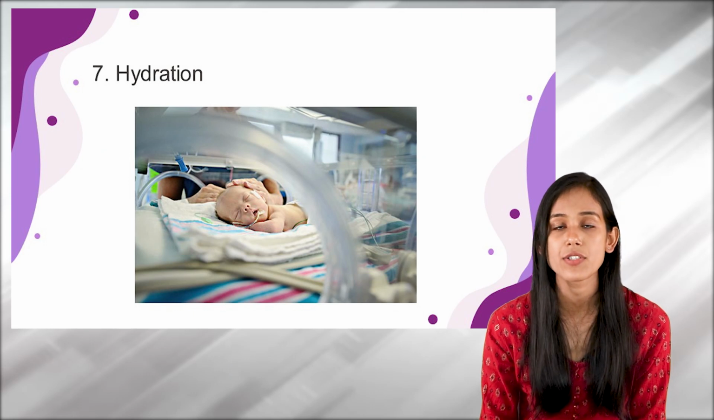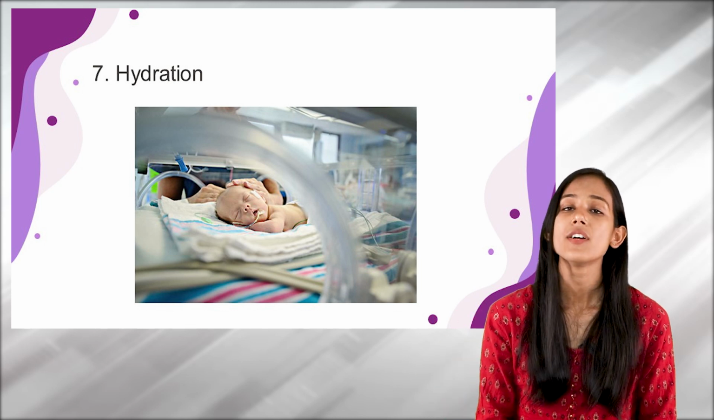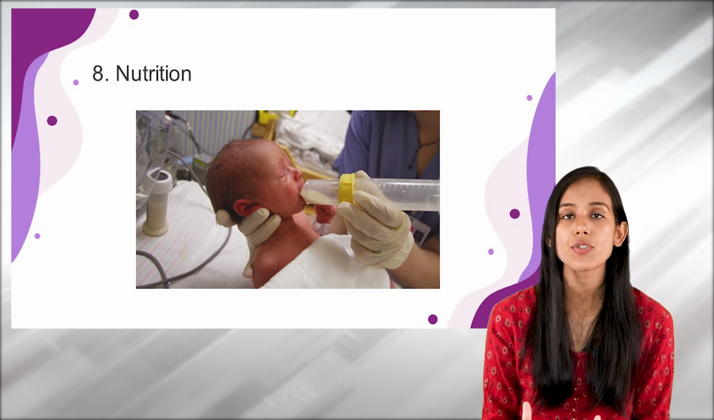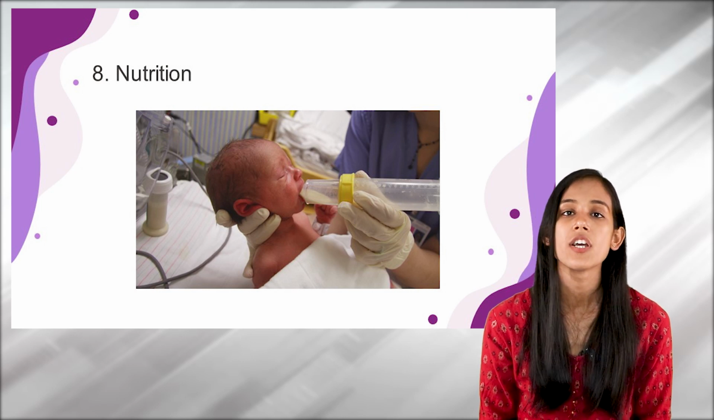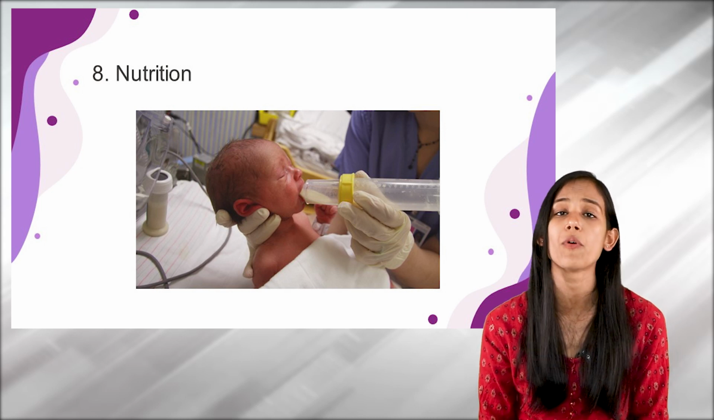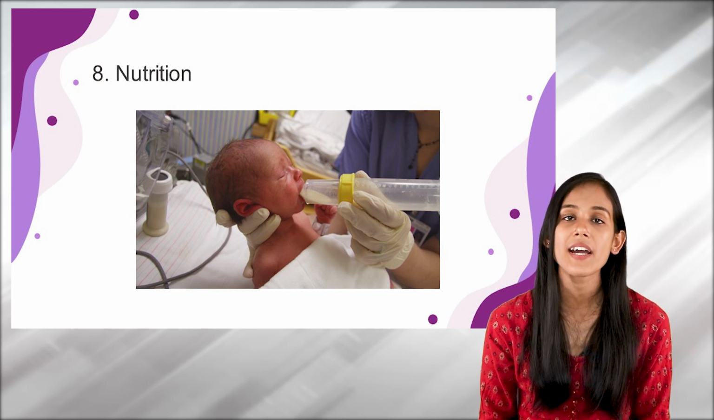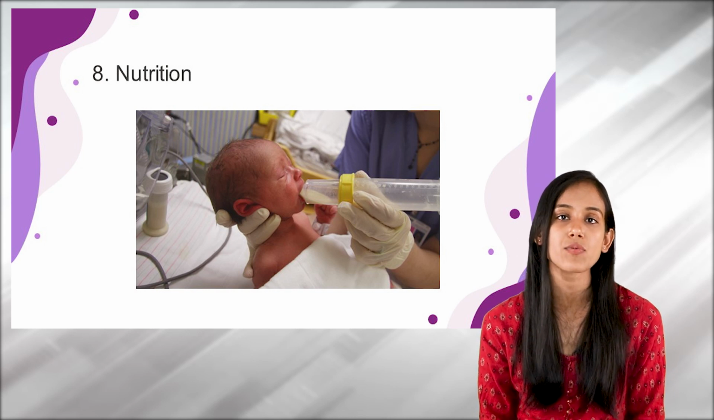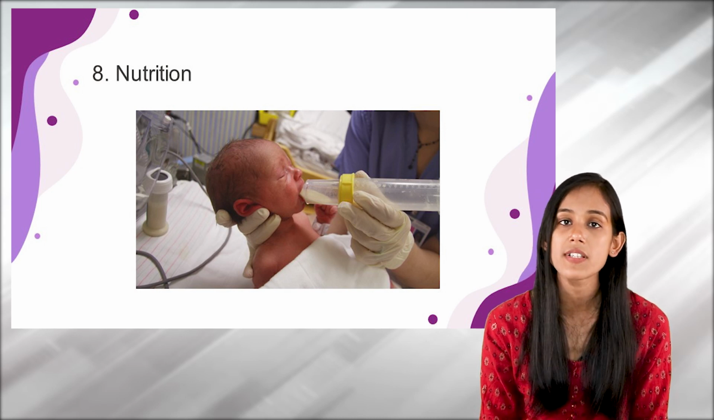Next is about hydration. So you have to make sure that the neonate is receiving an adequate amount of fluid and is not dehydrated. After hydration, there is nutrition. About nutrition also, you have to make sure that the neonate is receiving adequate nutrition. Whatever the method of feeding is, whether it might be an orogastric tube or nasogastric tube or a gastrostomy feeding, you have to check that they are receiving an adequate amount of nutrition. And through whatever method you are providing the nutrition, you should make sure that it is provided following all the safety measures and precautions.